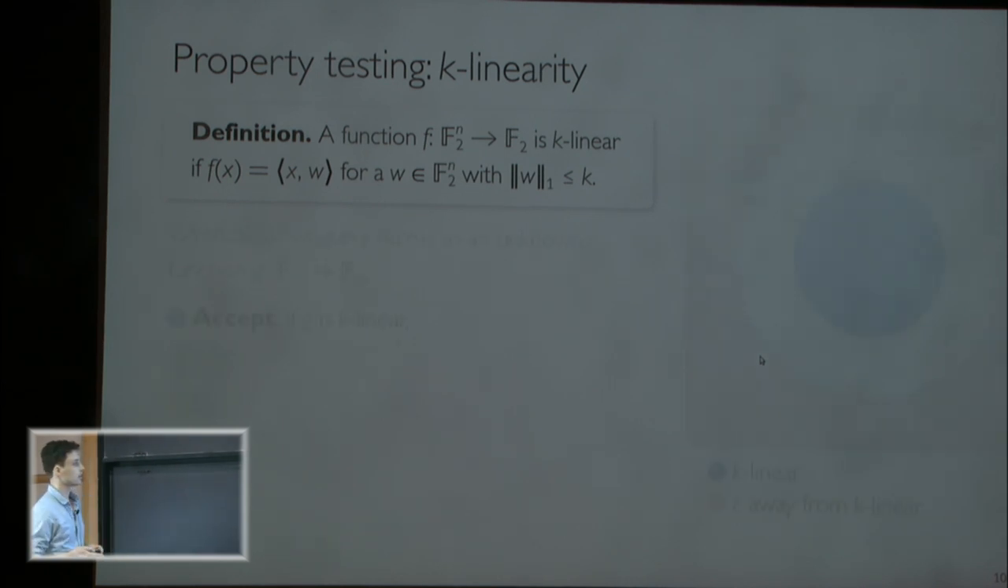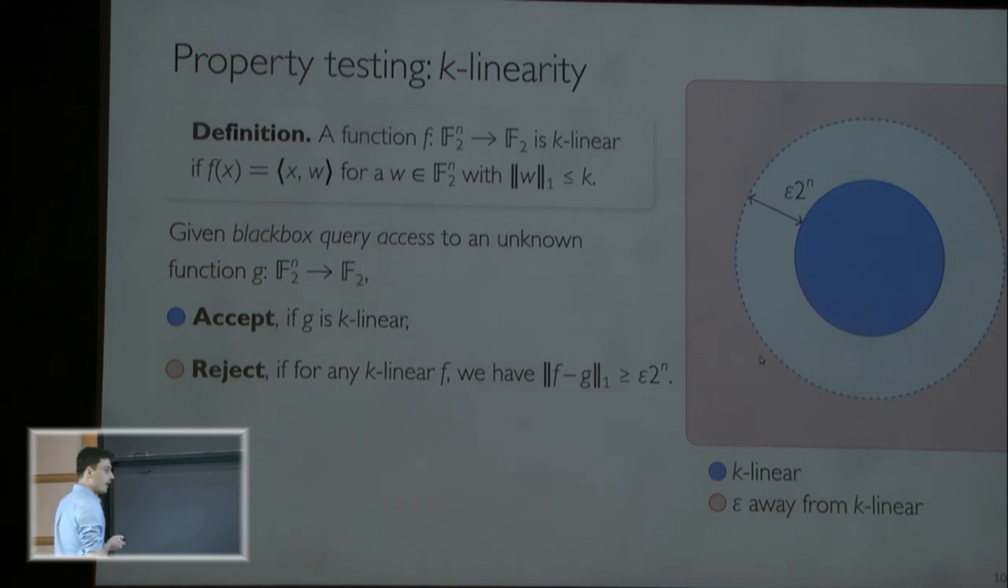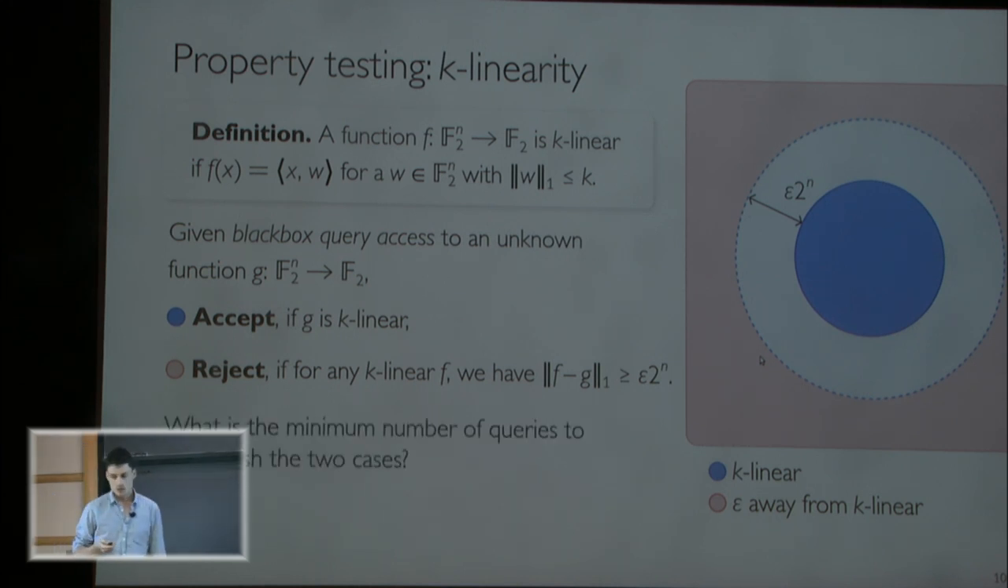That's a k-linear function. So now the task is, given black box query access to an otherwise unknown function g, if g is k-linear, we're supposed to accept. And if for any f that is k-linear, the distance of f and g is an epsilon fraction of the possible inputs, then we are supposed to reject. And if it doesn't satisfy either, we can output anything. We are not expected to do anything in other cases. So now the goal is: what is the minimum number of queries we need to be able to distinguish these two cases.